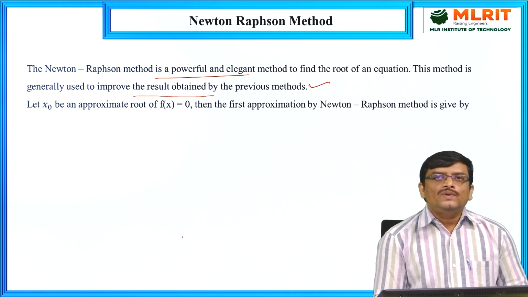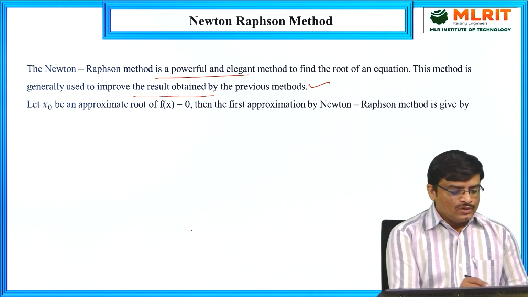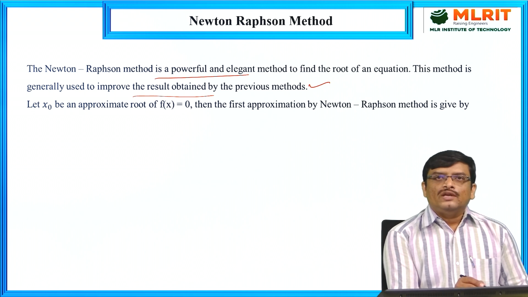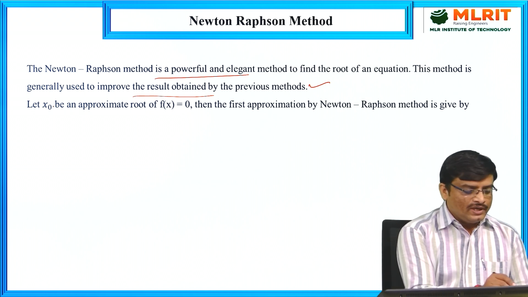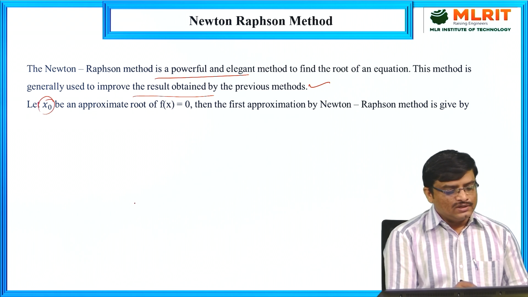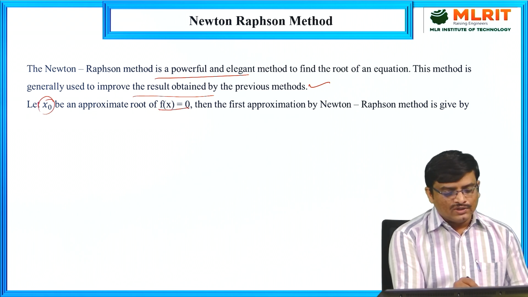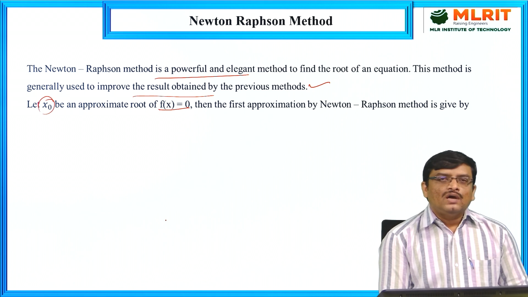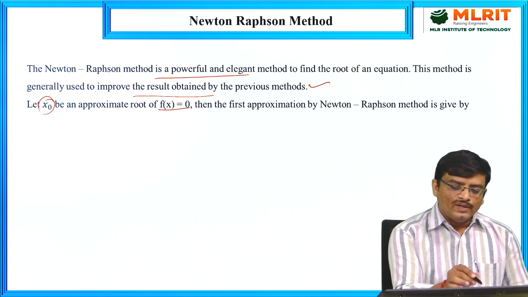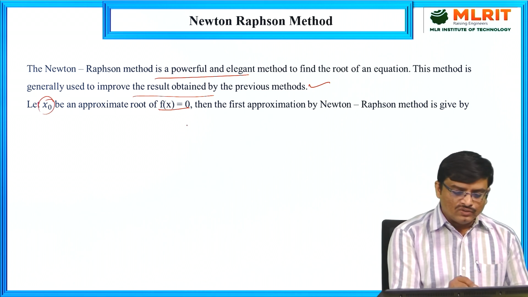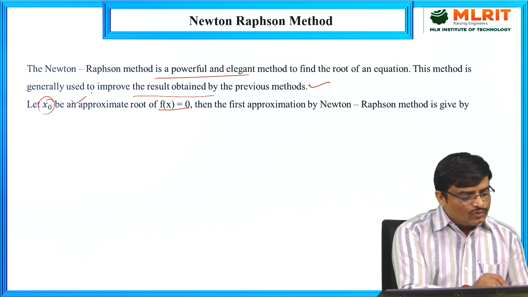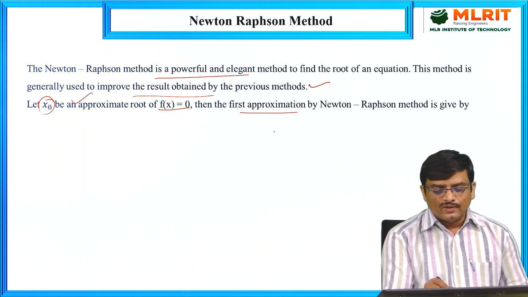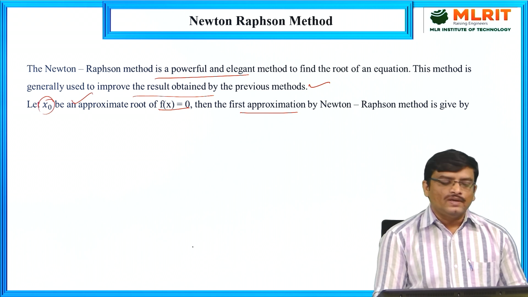Whenever we want to apply this Newton-Raphson method, unlike the previous methods, there is no need to consider two real numbers. We consider only one real number, x0, as the approximate root for the equation f of x is equal to 0. Our task is to find the root of this equation using the Newton-Raphson method. Now let us see how the first approximation is given.